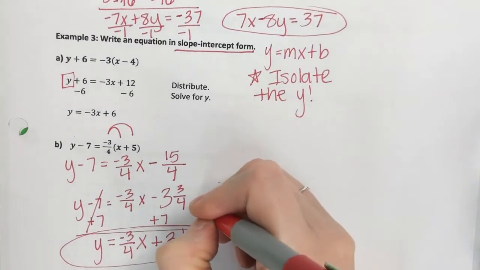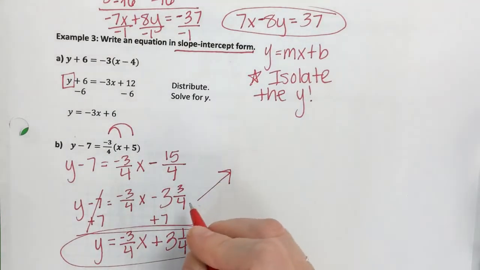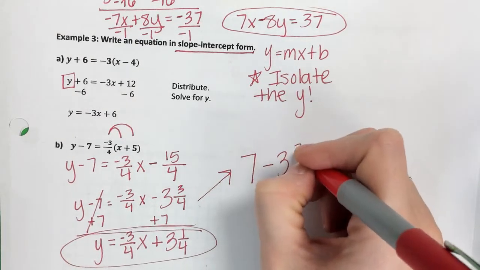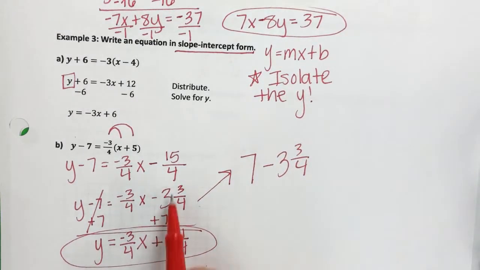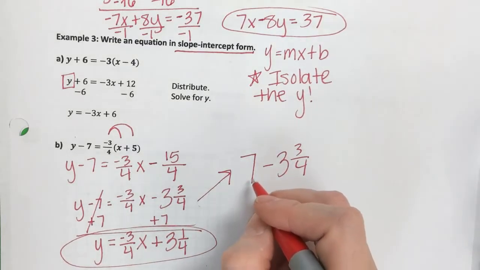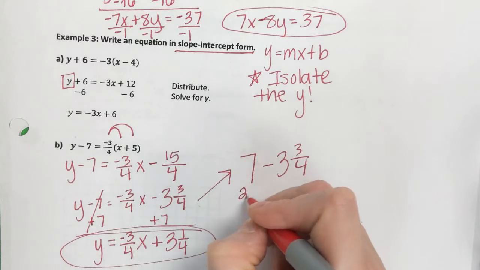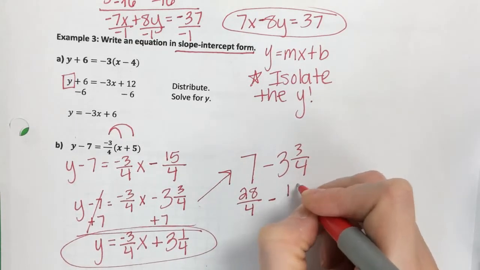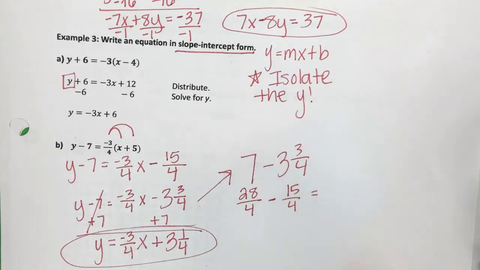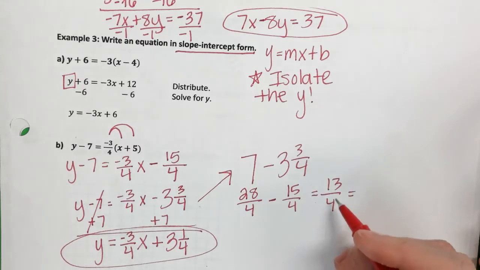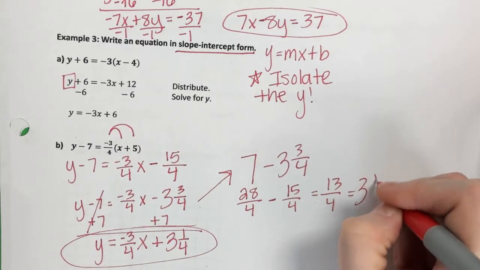So, look. Right here. This is the same as doing 7 minus 3 3/4, right? Because I kept the signs in front of it the same. So, if I make these common denominators, this 7 is going to be 28 over 4 minus 15 over 4, which is 13 over 4. 4 goes into 13 3 times, and you have 1 left over.